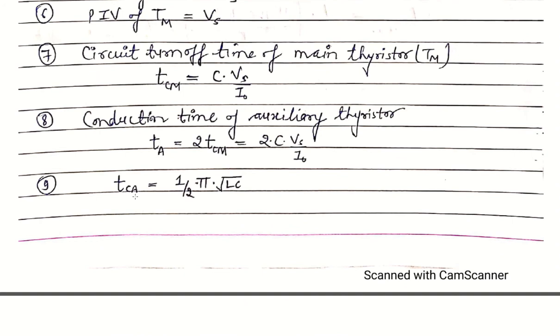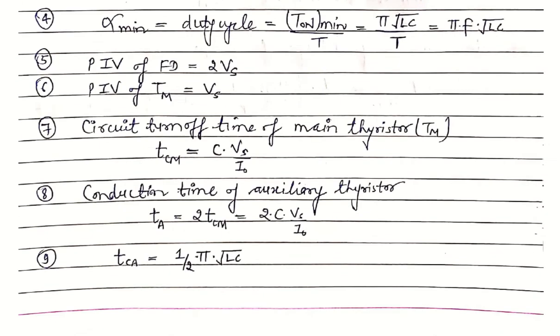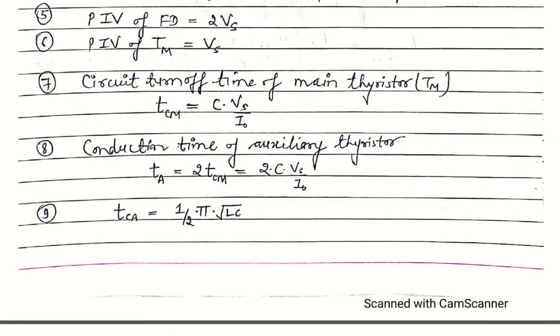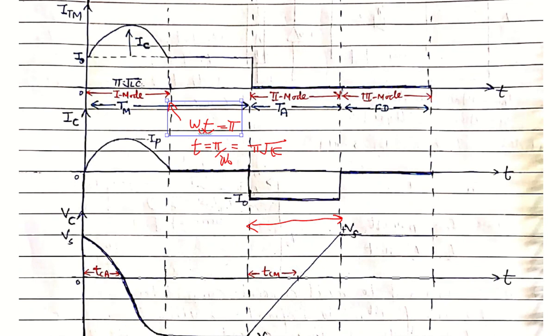What is the circuit turn off time of this auxiliary thyristor? See the waveform again. This is the TCA, which is denoted here. It will be half of this TCM. If this is the circuit turn off time of the main thyristor, then half of it will be TCA. So TCA will be half into TCM, that is pi root LC divided by half. Why? The whole time period will be pi root LC. If we divide this pi root LC by half, then we obtain the circuit turn off time of this auxiliary thyristor.